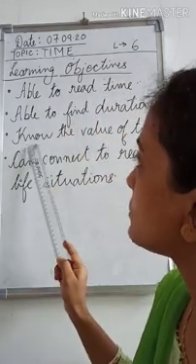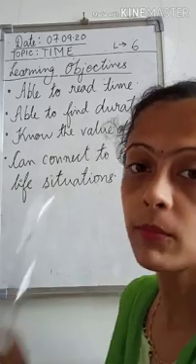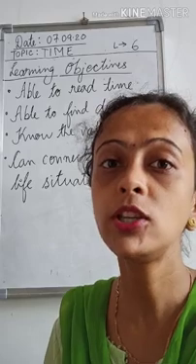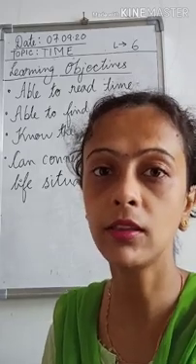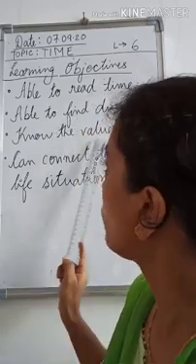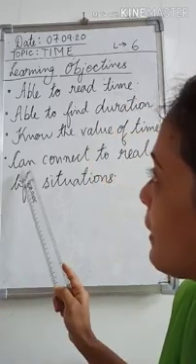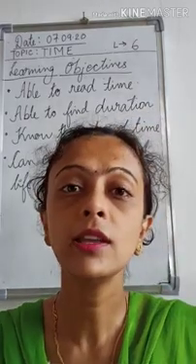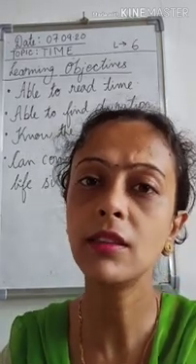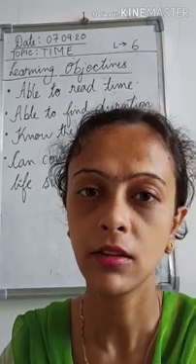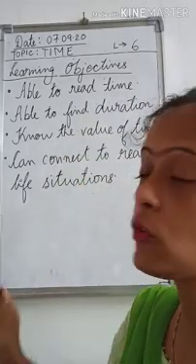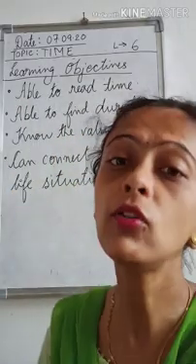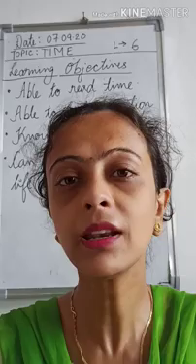What is the next learning objective? Know the value of time. Time is a very important part of your life which you are regularly dealing with, so you have to know the value of time. And the next learning objective is that you can connect to real life situations. You know that time is a very important part needed in almost everything, so you can easily connect time to your real life situations. So these are the learning objectives which you are going to learn from this chapter, from this topic, time.